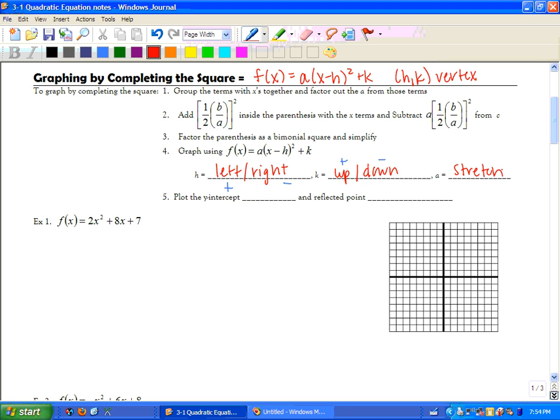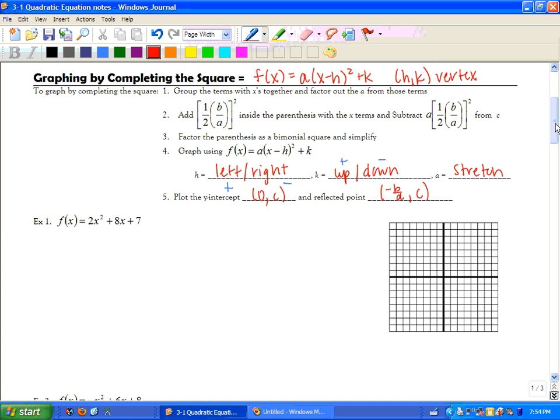So once you have the vertex plotted, you can plot the y-intercept using 0, c, and your reflected point, which is negative b over a, c. So that b over a you would get from the original equation.